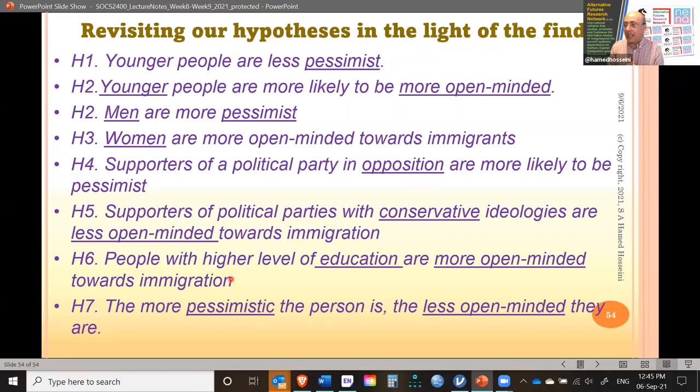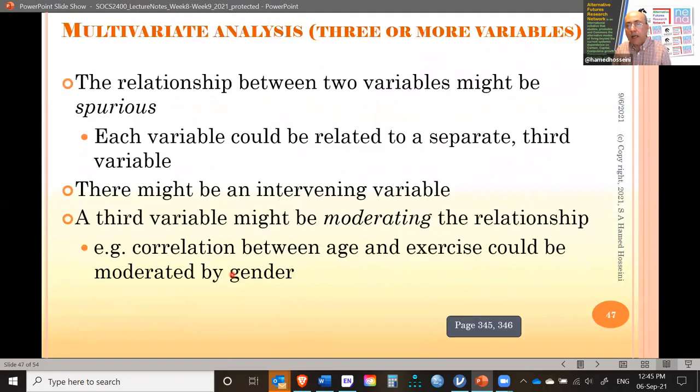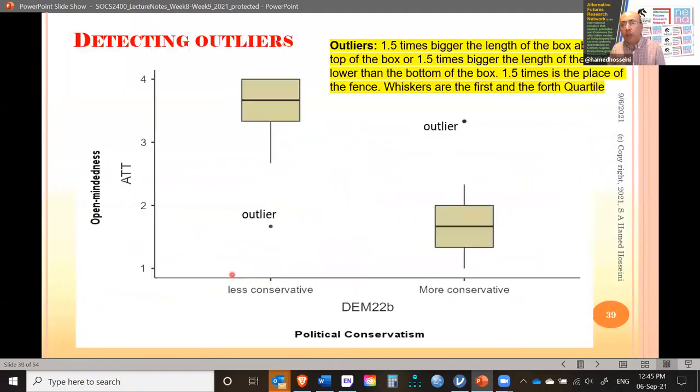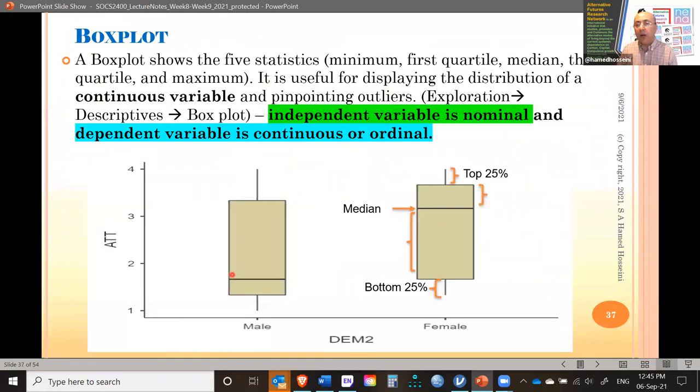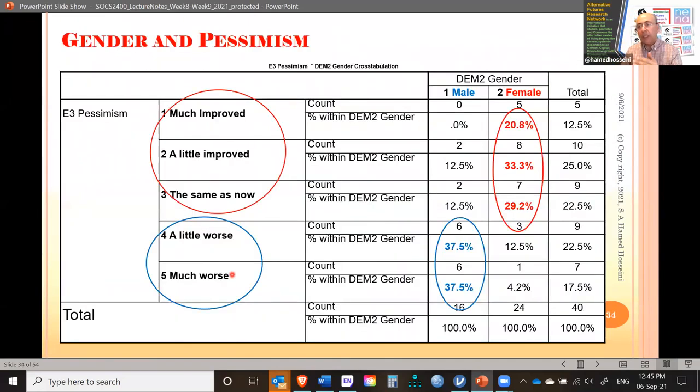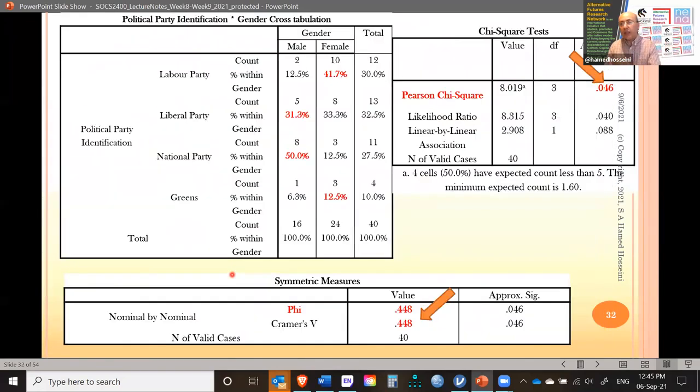All good? Okay, I don't think I have time to practically do the Jamovi. I'll leave it to the tutorials, and in the tutorials, we record that. We go through as many tables and as many graphs as we want. We will cover this session this week and the next week, okay?